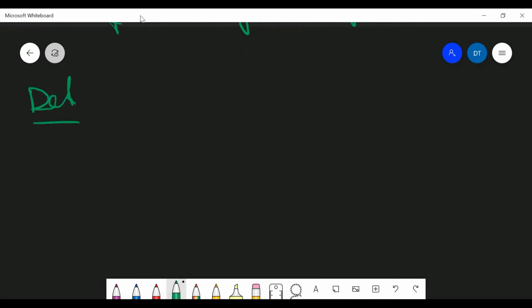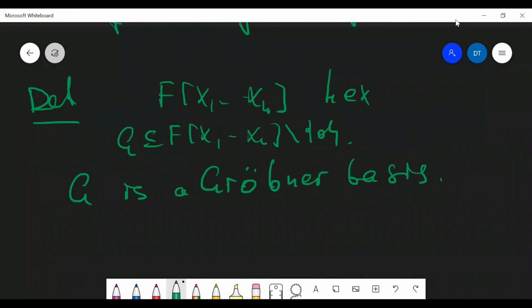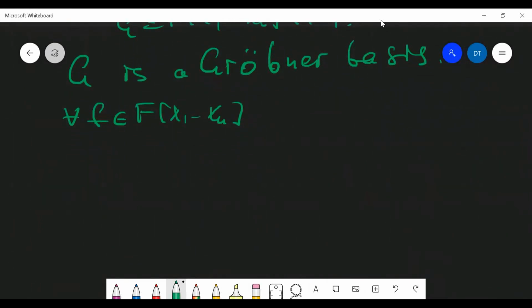So the definition: if we have a polynomial ring with a fixed lexicographical ordering, and suppose G is a subset of non-zero polynomials, then we say that G is a Gröbner basis if every polynomial has a unique remainder with respect to G.